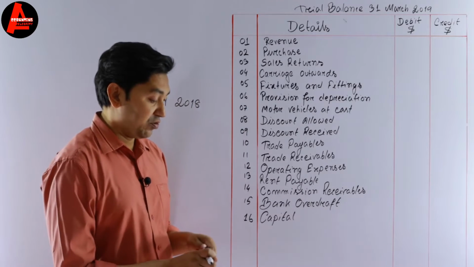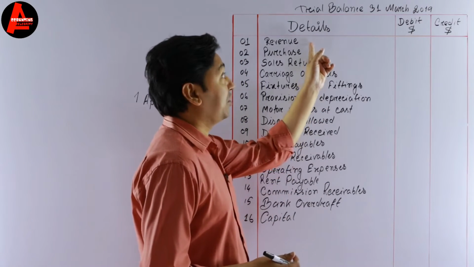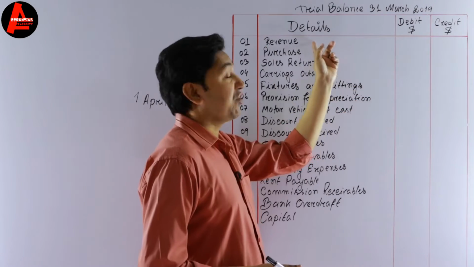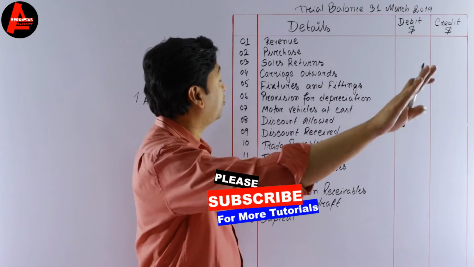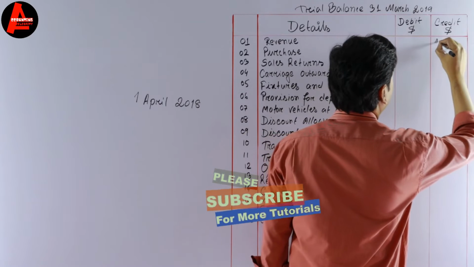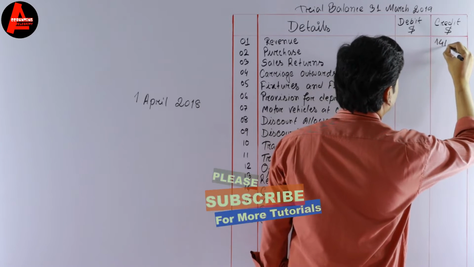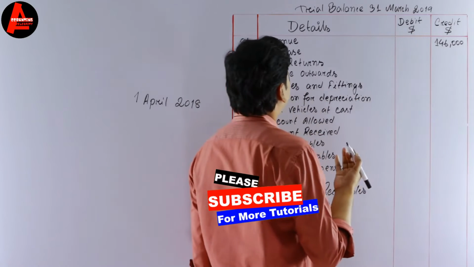So what is revenue in the question? It is $146,000. But what is revenue? Is it debited or credited? You know, revenue is an income. It has a credit balance, so it will be on the credit side. So let us write here on this column $146,000.